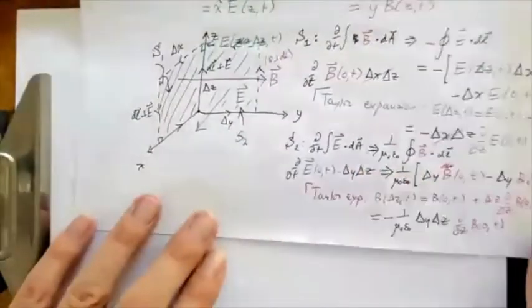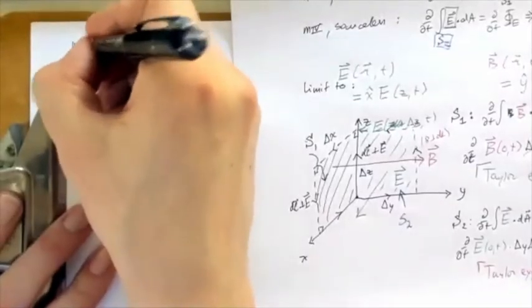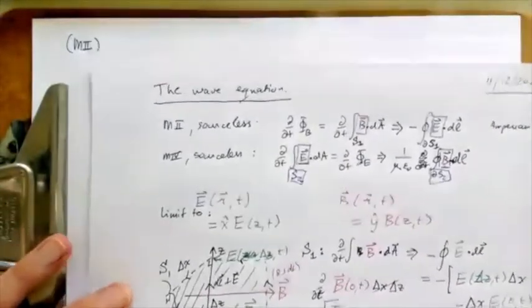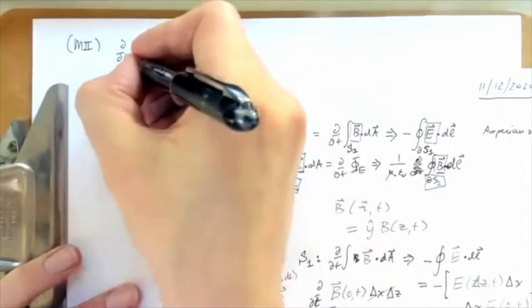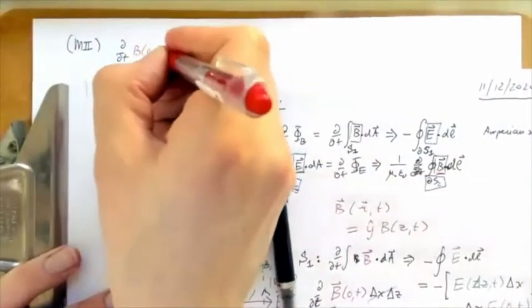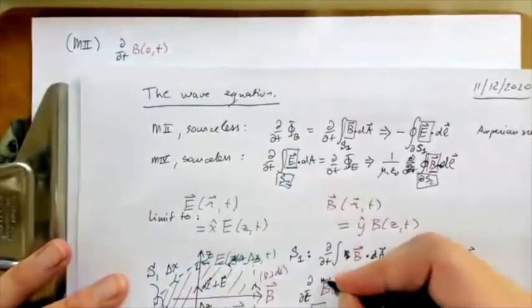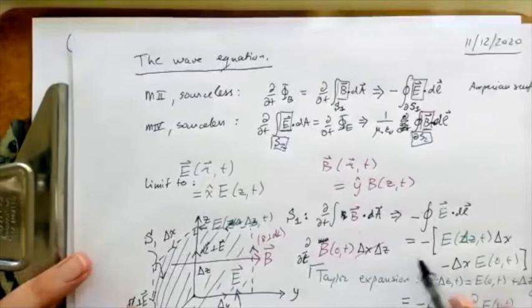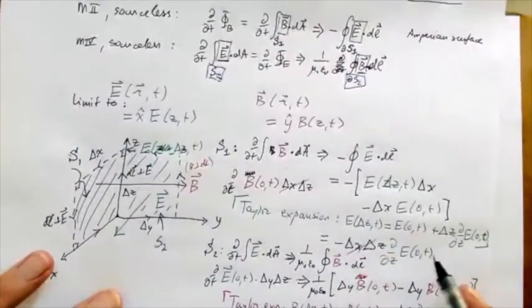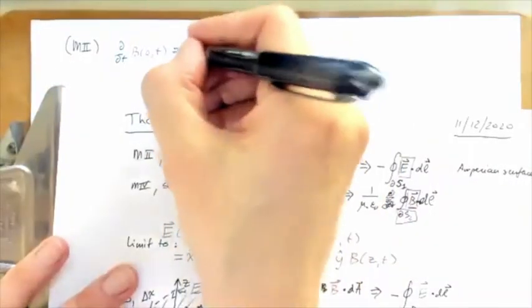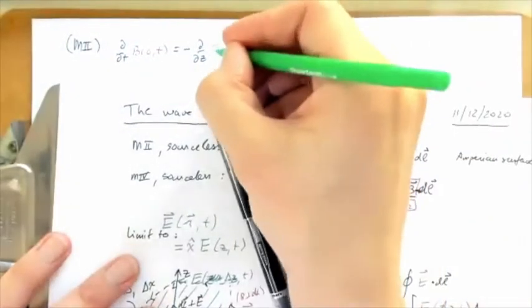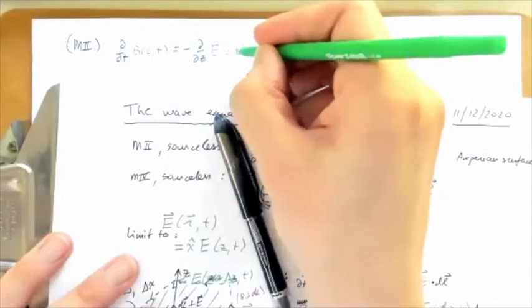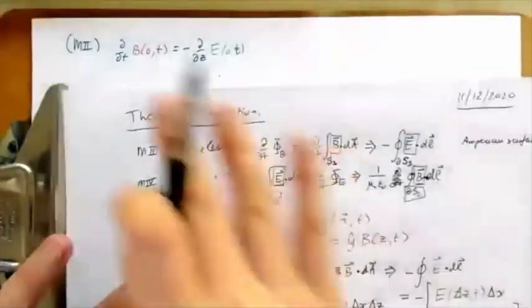So our first one, which was Maxwell 2, but then in heavily reduced form, says that d/dt of B at 0, t, we dropped the delta x and the delta z, is equal to, now we have left here this thing on the right, so that is minus d/dz of E, I'll use that in green, at 0, t. All right, so that's what was left of Maxwell 2.